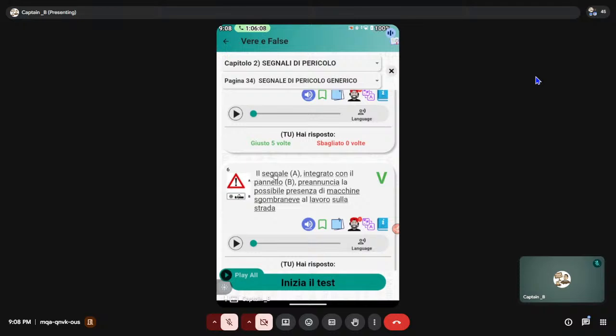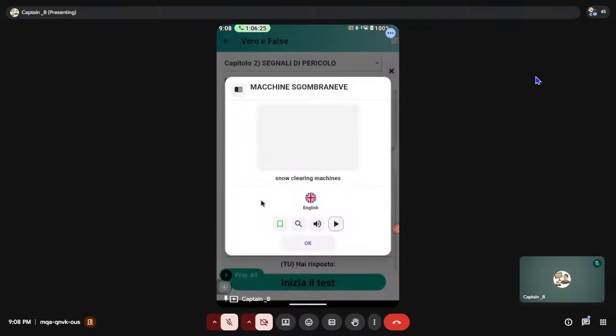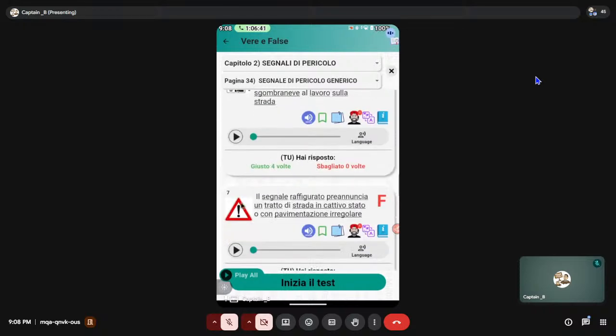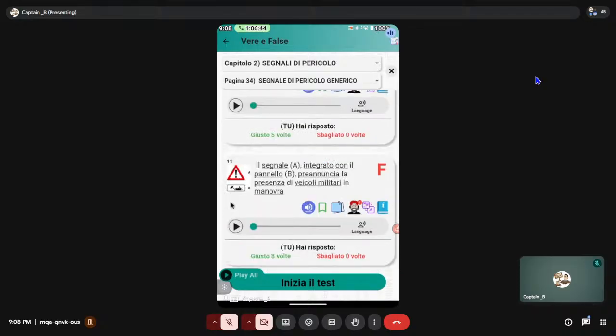In this sign A, integrato con il pannello B, announcing the possibility of the presence of macchina sgombraneve. What is macchina sgombraneve? It's talking about this one here. See it? Snow cleaning machine. Macchina sgombraneve al lavoro sulla strada. The macchina sgombraneve is working on the road. Yes, he's working on the road because that is the meaning of that sign. So if you have any question, raise up your hand and ask me.